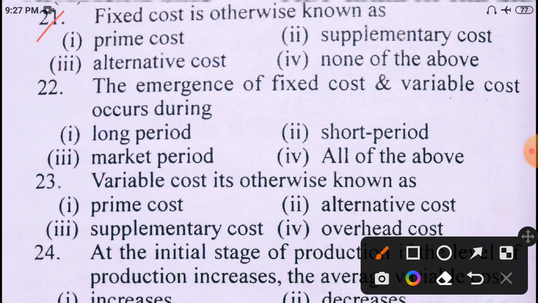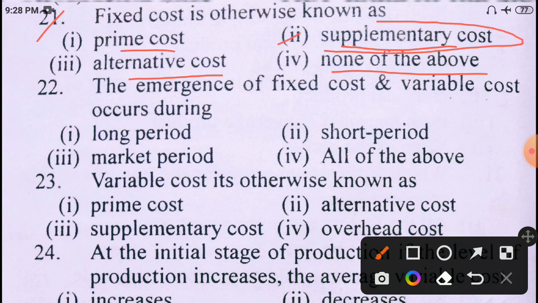Fixed cost is otherwise known as: (i) prime cost, (ii) supplementary cost, (iii) alternative cost, (iv) none of the above. Which is the correct one? Write in the comment section if you can. The correct answer is (ii) supplementary cost. Fixed cost is otherwise known as supplementary cost.